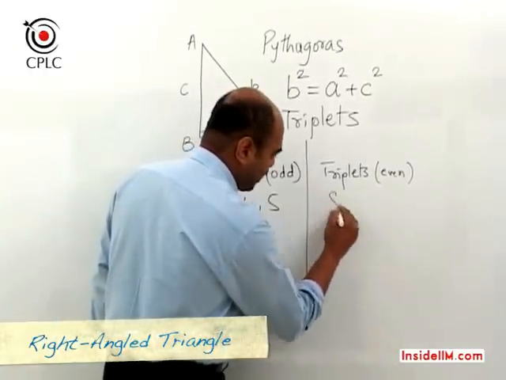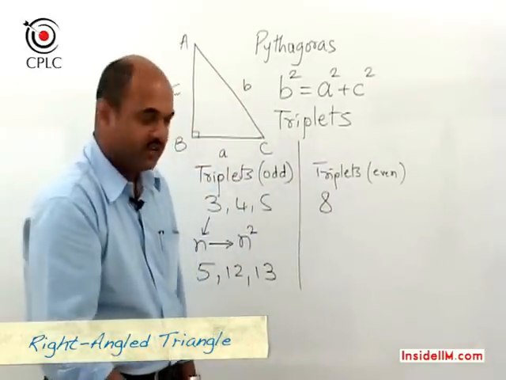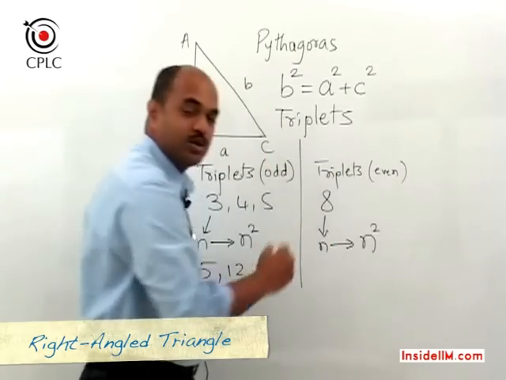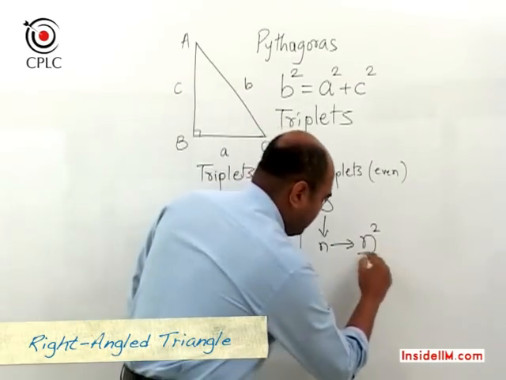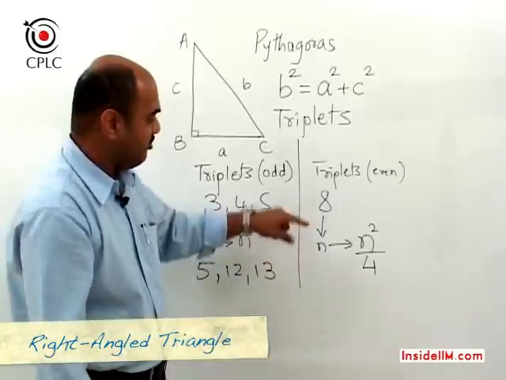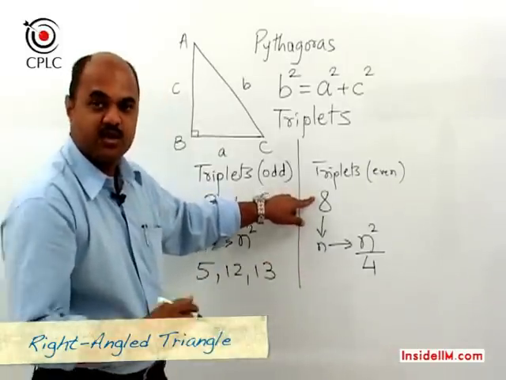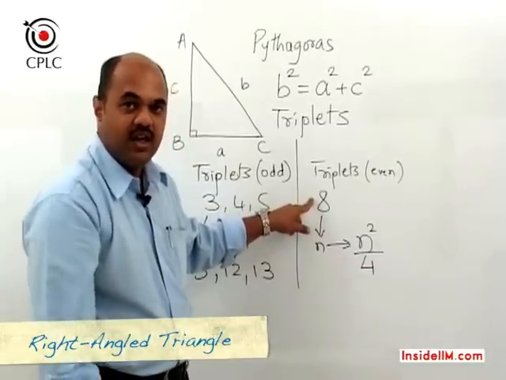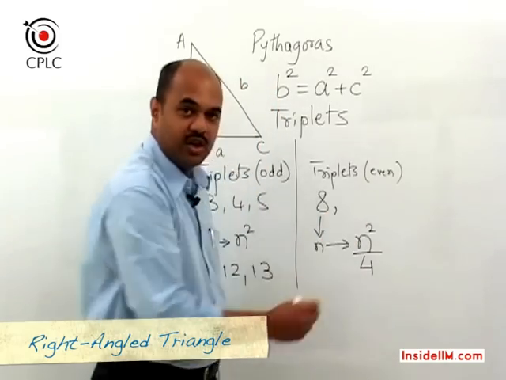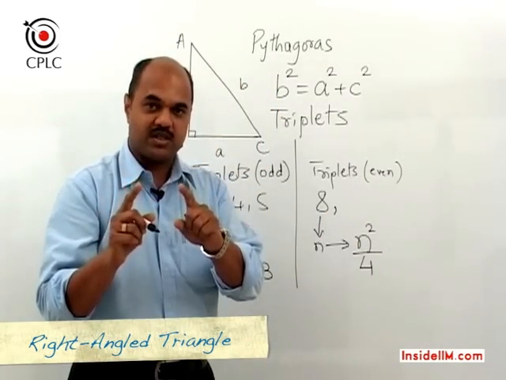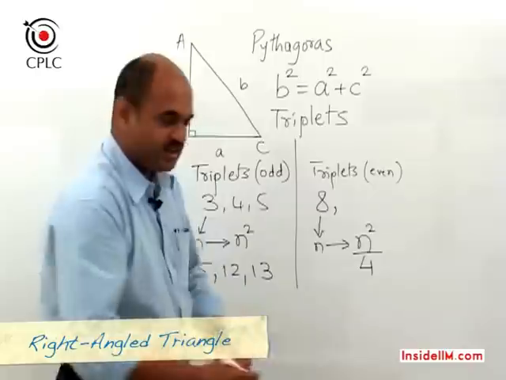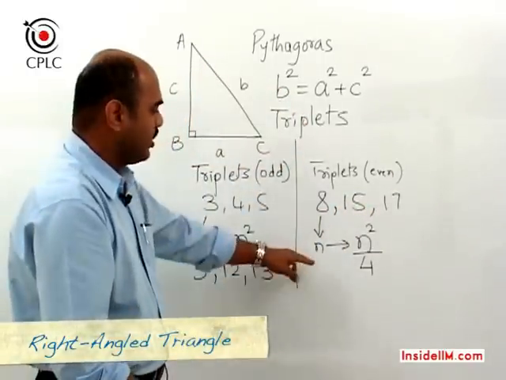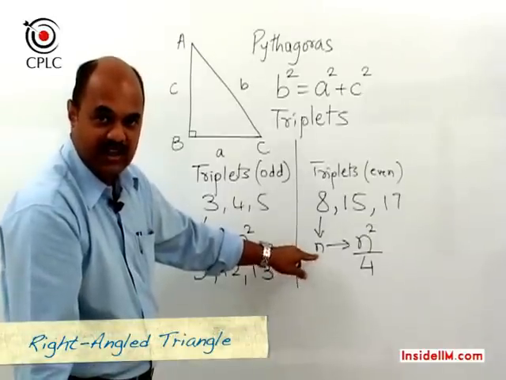So let's say we want to write down a triplet starting with 8. Now if this is n, then our next step would be to square n and divide it by 4. So if we were to start with 8 as n, the square of that is 64. When you divide it by 4, you get 16, and the other two values in the triplet will be, with respect to 16, the previous number and the next number, which means 15 and 17. So this is how we arrive at a triplet starting with an even number.